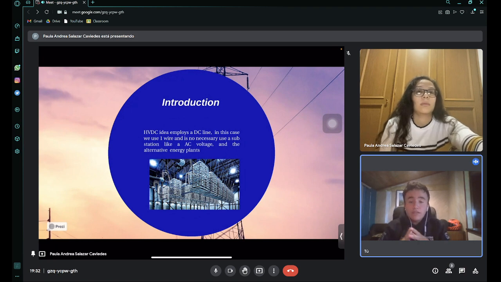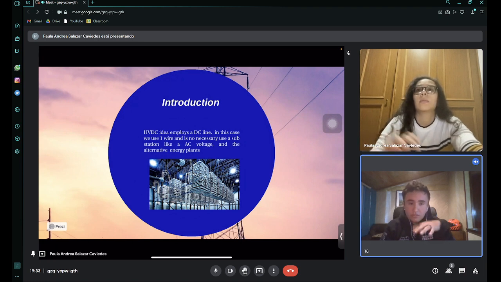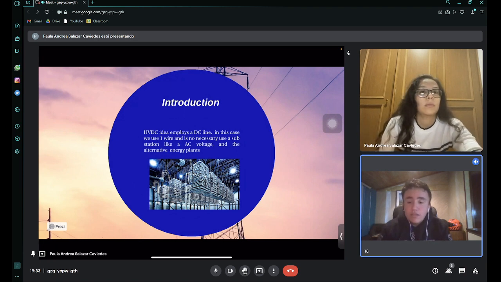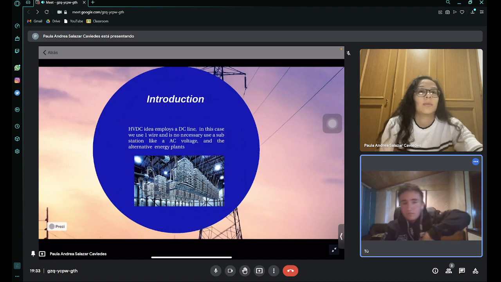The HVDC idea employs a DC line. Actually, it is an expensive technology, but the study of this contemplates a low cost because these lines wouldn't use a substation like AC current. And this technology doesn't need these converters, the transformers. And we would finally use alternative energy plants like solar panels, wind turbines, etc.